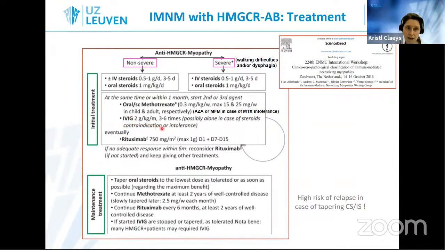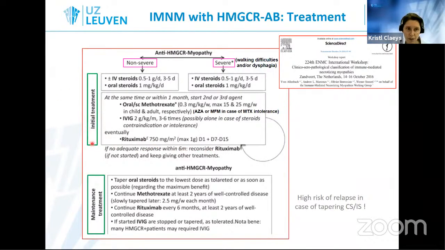Intravenous immunoglobulins is also recommended, but it's important to know that this is not reimbursed in all countries for this indication. Also in Belgium, IVIG is not reimbursed, so we are not allowed to start this treatment in these patients. But if it is reimbursed, of course, it's a very good treatment in these patients. And of course, if it's very severe and this medication does not help enough, you can go to rituximab.